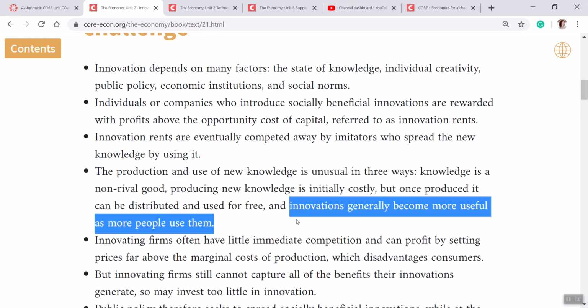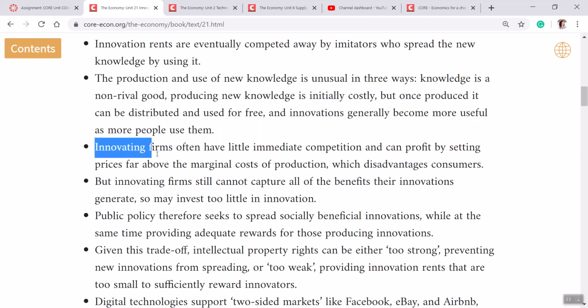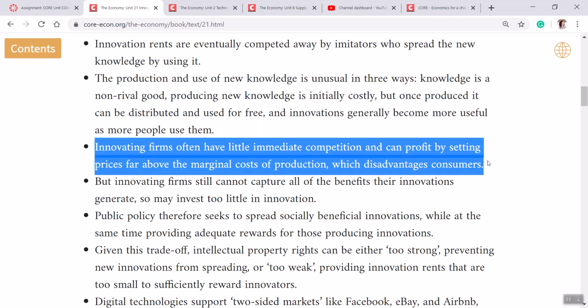In the business world, we call this prototyping, right? It takes more time to prototype a product, to create it all for the first time. And once it's there, it's very easy to replicate, scale, spread, and that's where all the money comes in. Okay, so here we have innovating firms often have little immediate competition, right? Because you're the only one doing it, you're the lone wolf out there, and they can profit by setting prices far above the marginal cost of production, right?